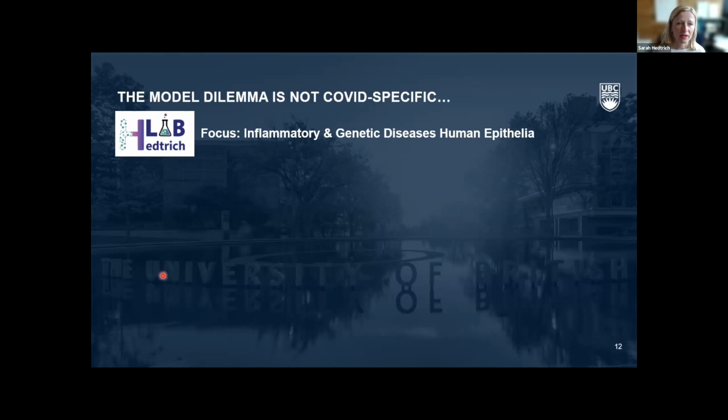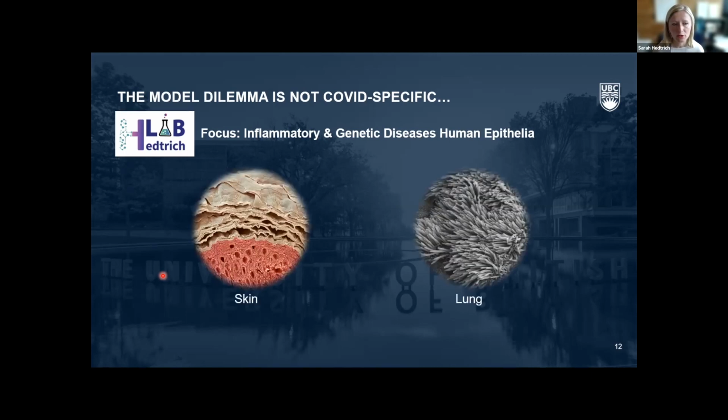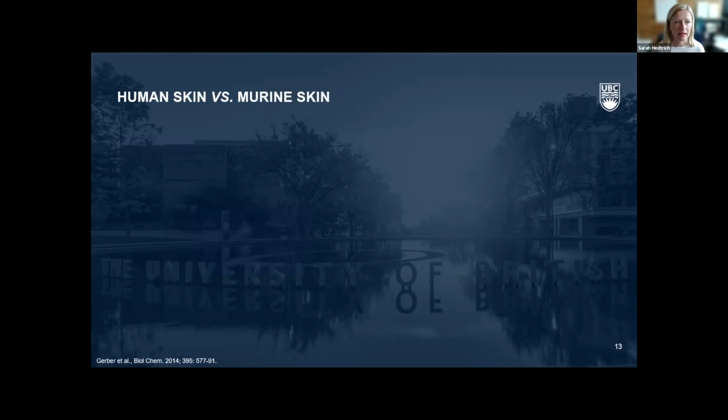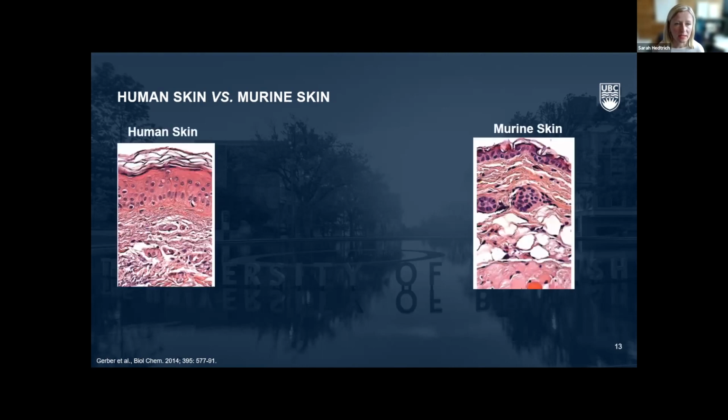As I mentioned previously, my lab is very much interested in studying inflammatory and genetic diseases of human epithelia. We focus mainly on skin and lung. And I just want to give you a few other examples of the model dilemma my lab is continuously facing in our daily lives. Just by looking at how human skin looks versus murine skin, it becomes obvious that there is a significant difference, and you don't have to be a skin expert for that.